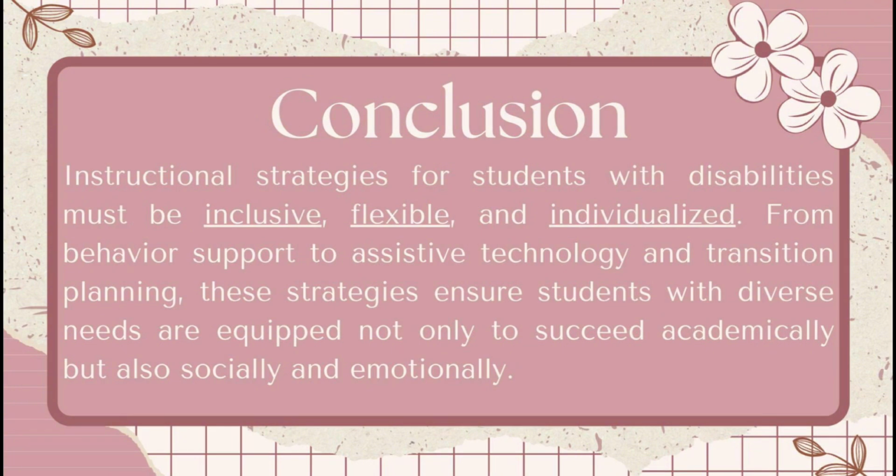In conclusion, strategies for students with disabilities must be inclusive, flexible, and individualized. From behavior support to assistive technology and transition planning, these strategies ensure students with diverse needs are equipped not only to succeed academically but also socially and emotionally.